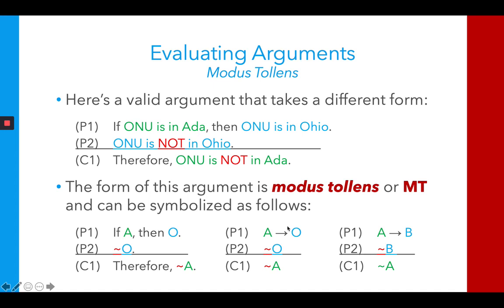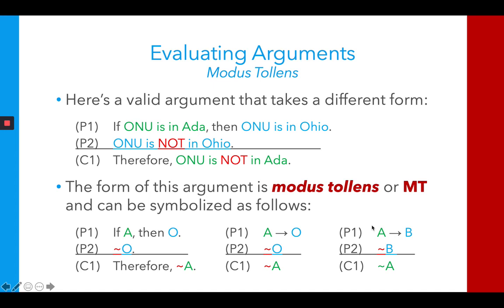If we go over here, maybe symbolize things a little bit more. We take out the words, if then, the conditional. Just A arrow O. If OU is in Ada, then OU is in Ohio. What comes after the if is the antecedent, what comes after the then is the consequent. If we know that being in Ada guarantees being in Ohio, and we know that OU is not in Ohio, then we can know that it's not in Ada either.